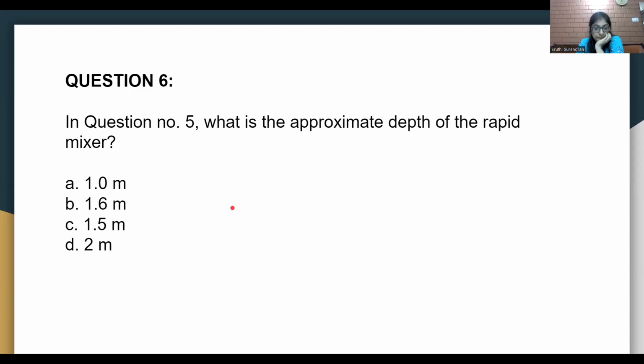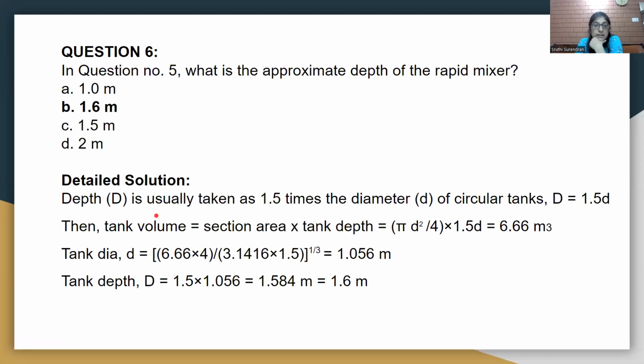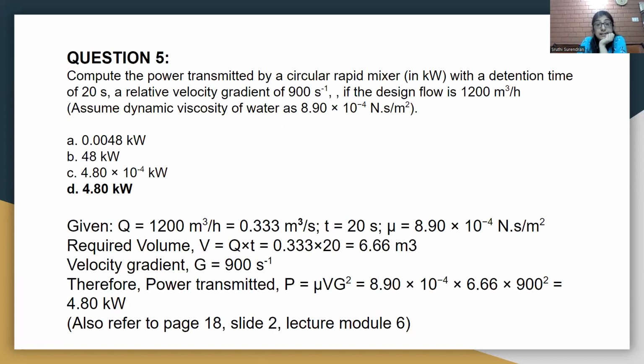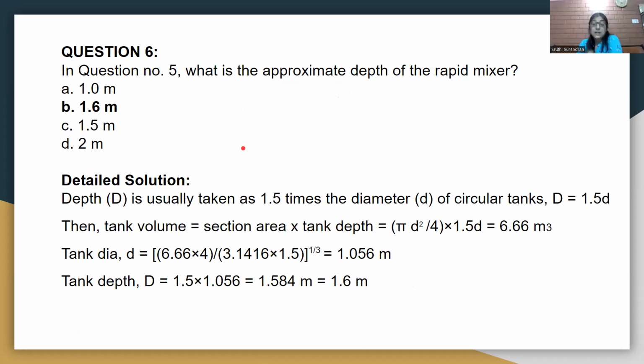Okay, moving on to the answer. Like I said, the depth is usually taken as 1.5 times the diameter of a circular tank, and 1.5 times the width of rectangular tanks. In this question, they have given that the tank is circular, so we'll be taking the diameter of the tank. So it is 1.5 times the diameter.